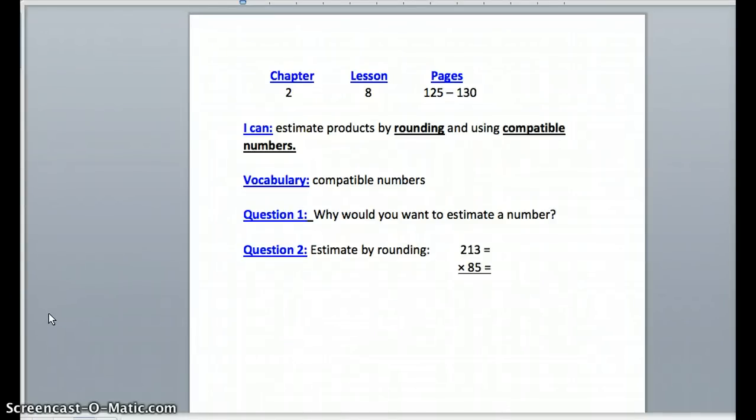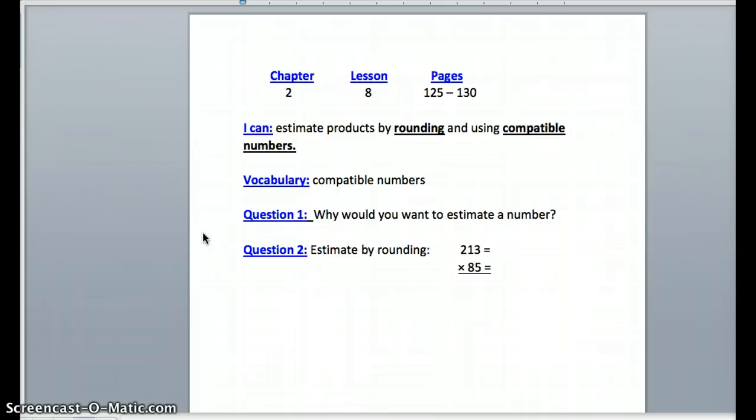Today we are learning about Chapter 2, Lesson 8, which can be found on pages 125 through 130. Our objective is: I can estimate products by rounding and using compatible numbers. Vocabulary: compatible numbers. Question 1: why would you want to estimate a number?